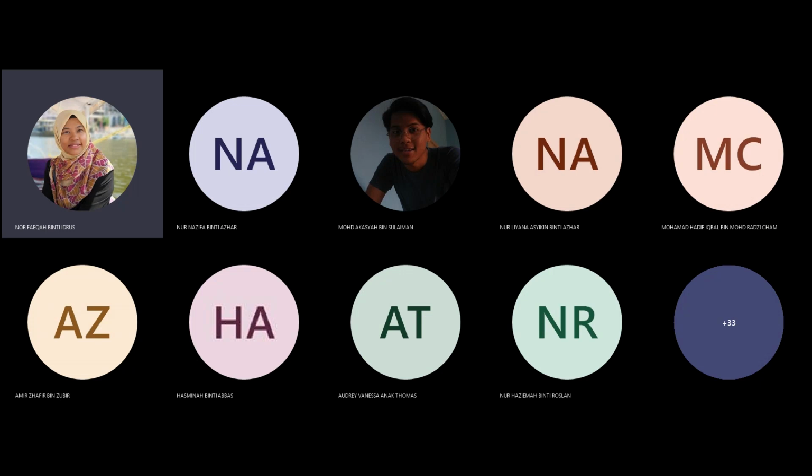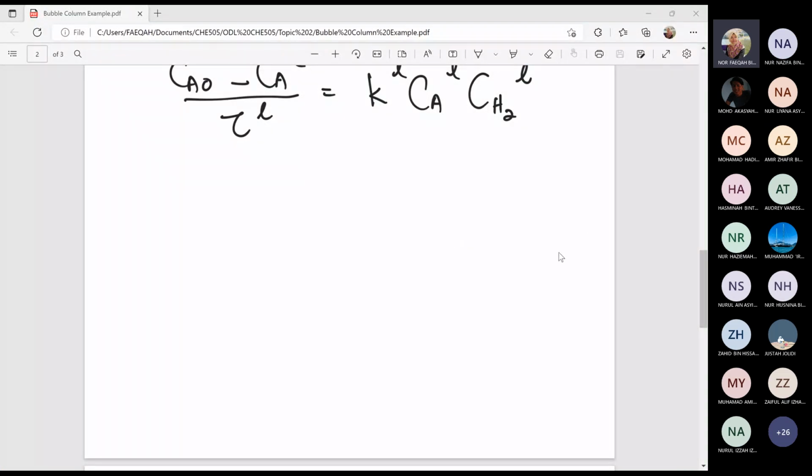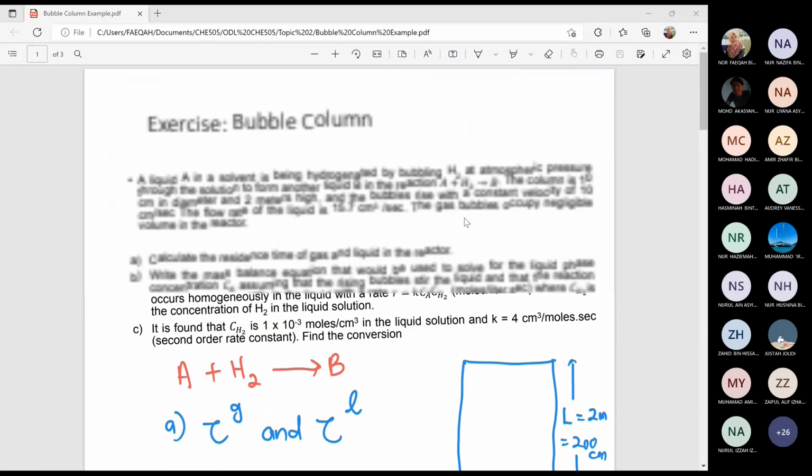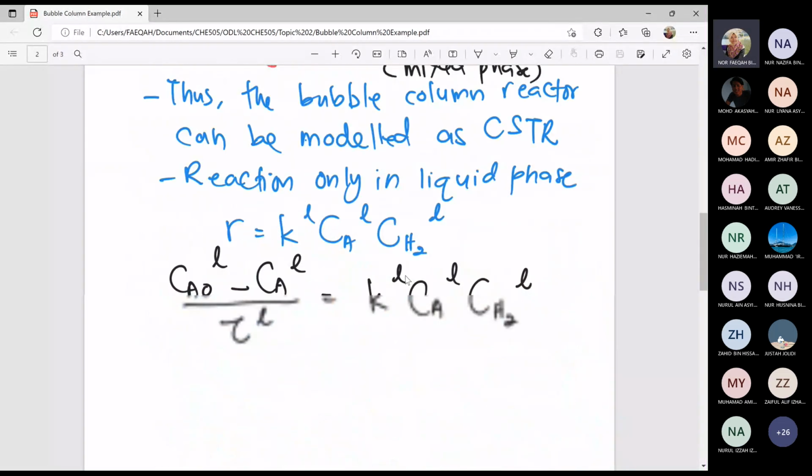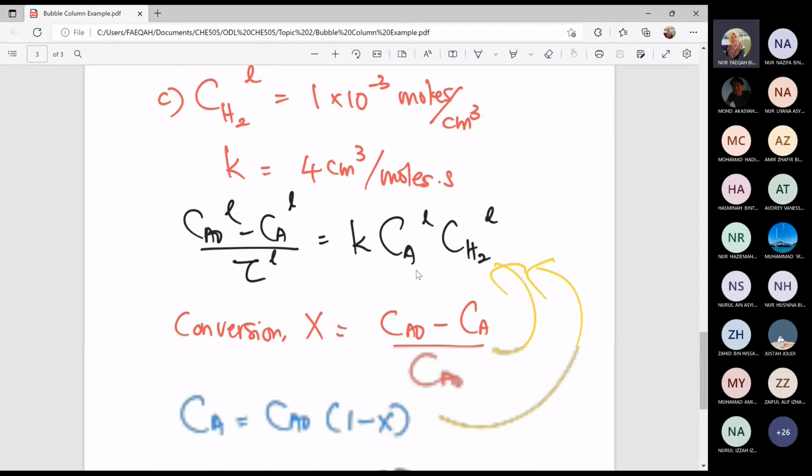Contoh untuk bubble column. So yang ni bubble column example ni nanti saya akan upload the video on how to solve this problem. Ini dah terang, dah explain dah tadi sebenarnya. Okay, soalan yang first tadi, inilah dianya. Okay, so nanti saya upload live juga balik sebab yang ni saya just explain dalam slide ni je on how to solve this problem. So nanti saya upload the video untuk soalan yang ni.